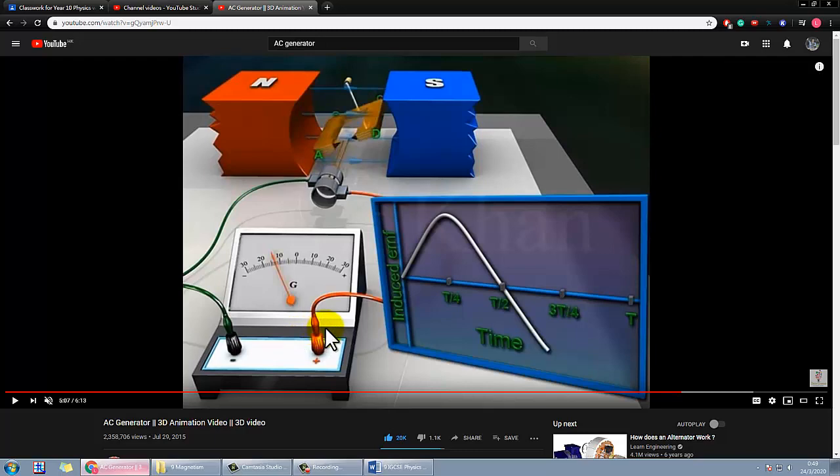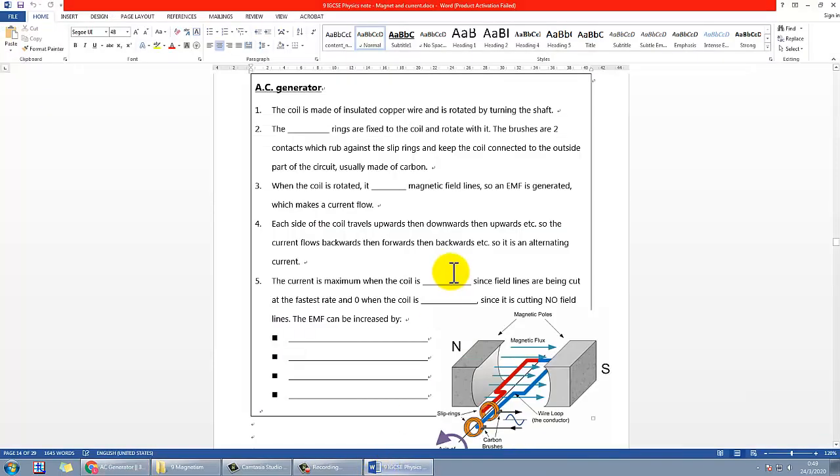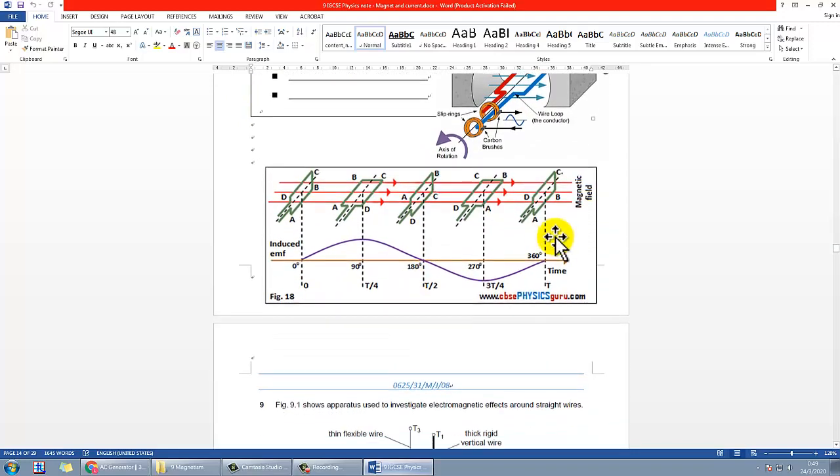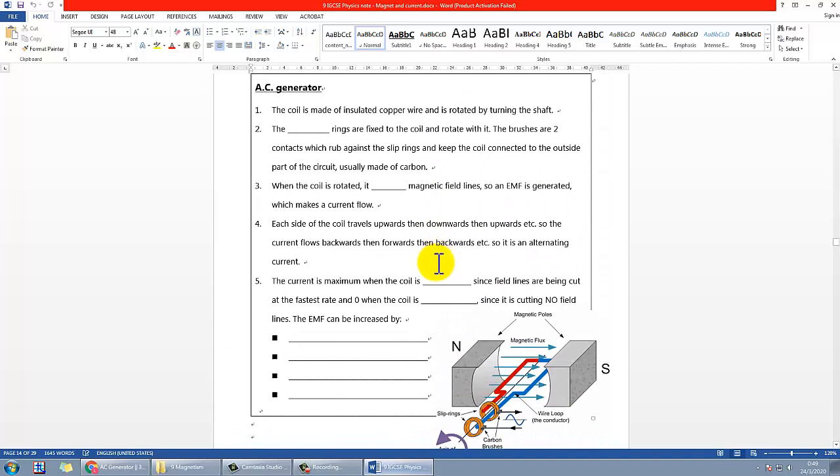Again, make sure you finish watching this, and after that you can try to finish the question, the blanks on this page, and we'll check the answers later. Pause the video now and do it first.